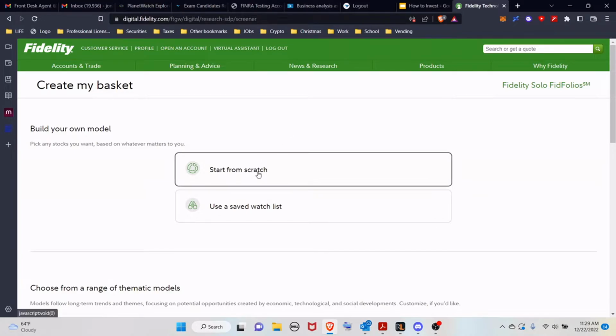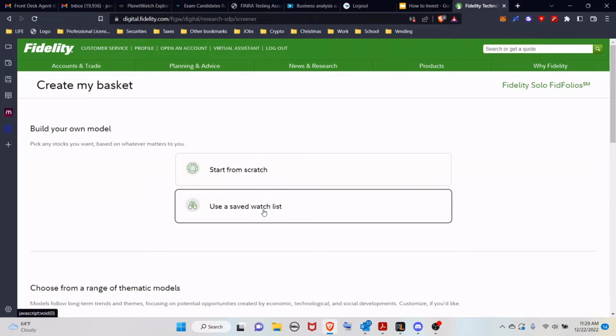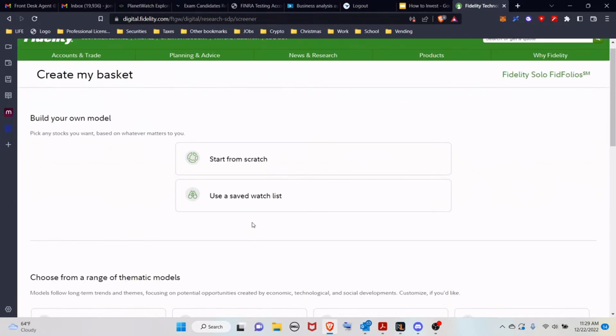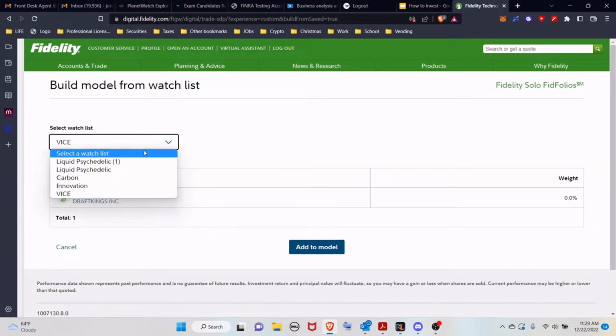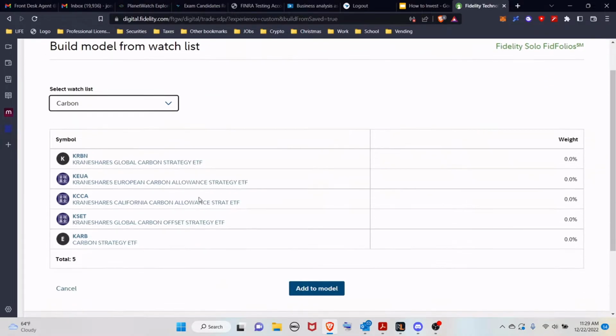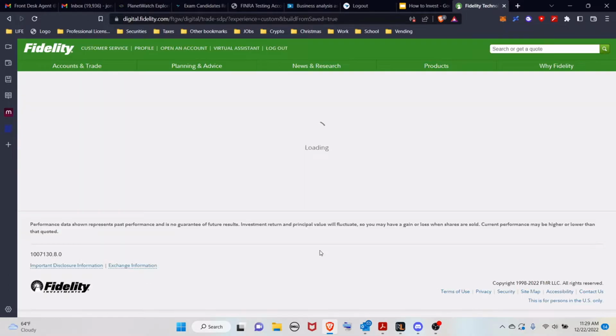We're going to pick either start from scratch or use a saved watch list. I'm using a saved watch list. I'm going to go with carbon, which is just a carbon offset ETF, carbon credits. I suspect that, with climate change and so forth, the price of carbon is going to go up and that we're going to cap and trade it, so to speak. And this is to gain exposure to that. So we are going to add to model.